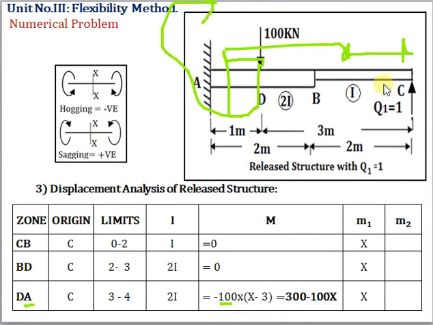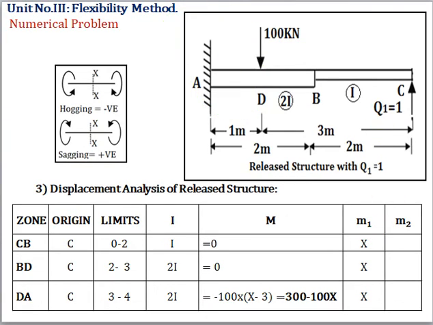We are discussing the Q1 M1 diagram. This one is already over, so let's talk about the M1 diagram. Take the moment of the redundant force about this section XX. This distance is x with respect to section XX. This redundant force will move in an anti-clockwise sense about section XX, and that moment will be 1 into x, so plus x. So these are the moments due to the redundant force Q1 equal to 1.